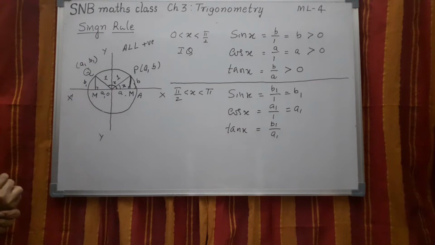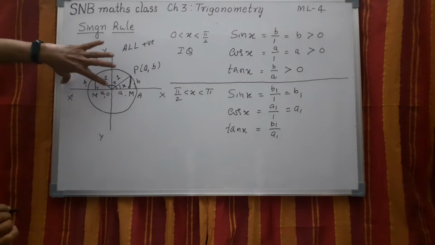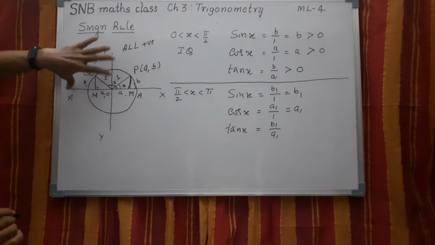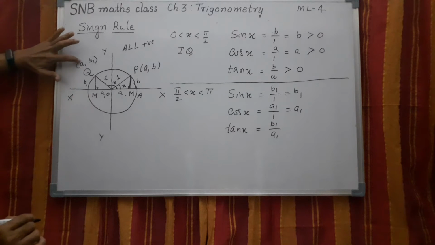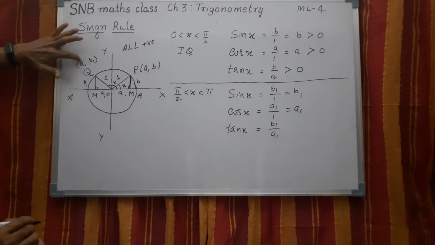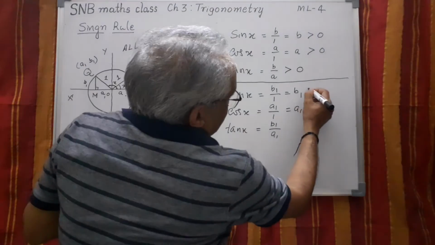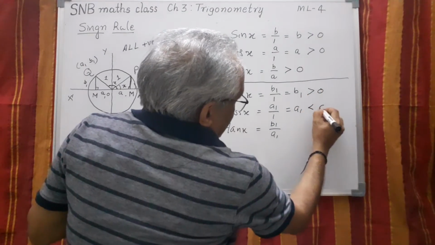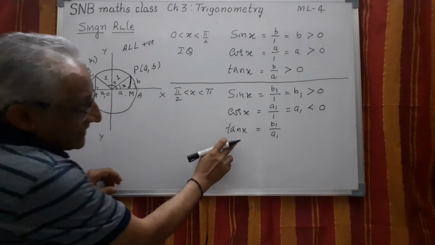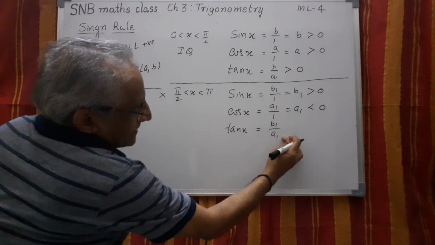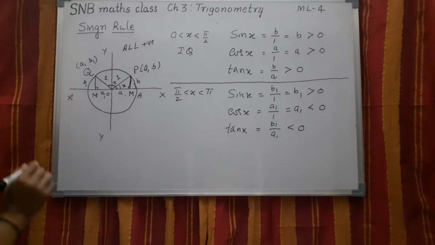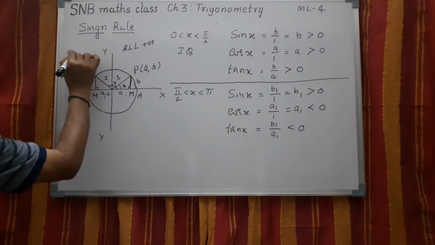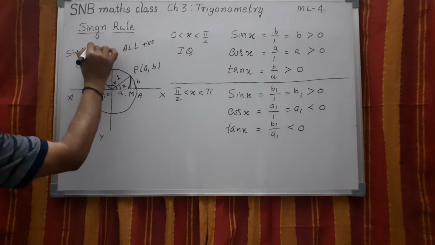Now here, since it is in the second quadrant, the coordinates of Q are a1, b1. This is negative x-axis, this is positive y-axis. It is the second quadrant. In the second quadrant, x should be negative. A is negative, B is positive. So a1 is negative, b1 is positive. So sin x is positive, whereas cos x is negative. Then tan x is positive divided by negative, so this is also negative. So this is the reason I can say here sin is positive. So this is the rule.